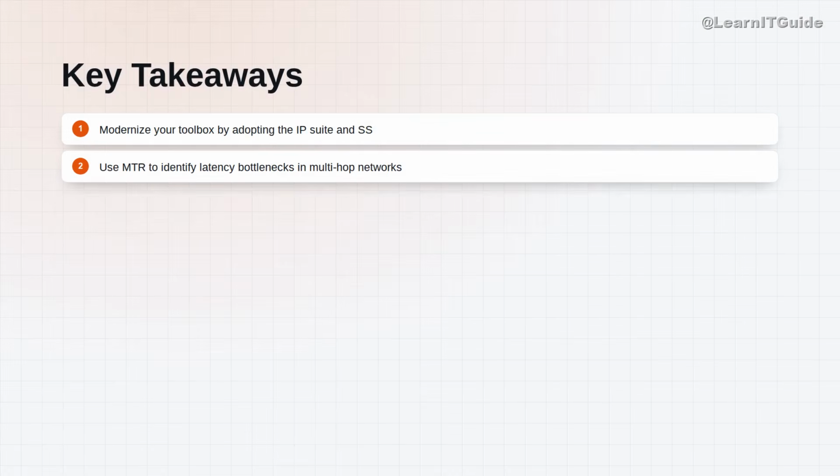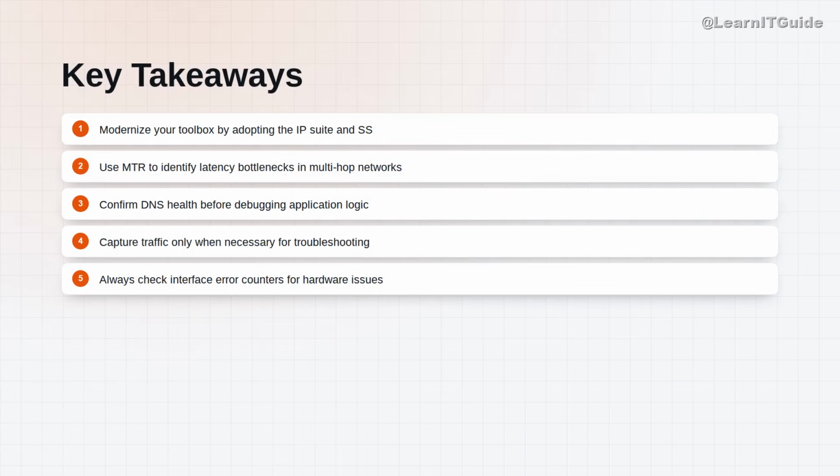Here are the key takeaways. First, modernize your workflow by using the IP suite and SS instead of legacy tools. Second, use MTR to map your network hops when latency is inconsistent. Third, always verify DNS resolution before assuming an application failure. Fourth, be judicious with Tcpdump captures to avoid performance degradation. Finally, always check your interface error counters as your first step in hardware troubleshooting.